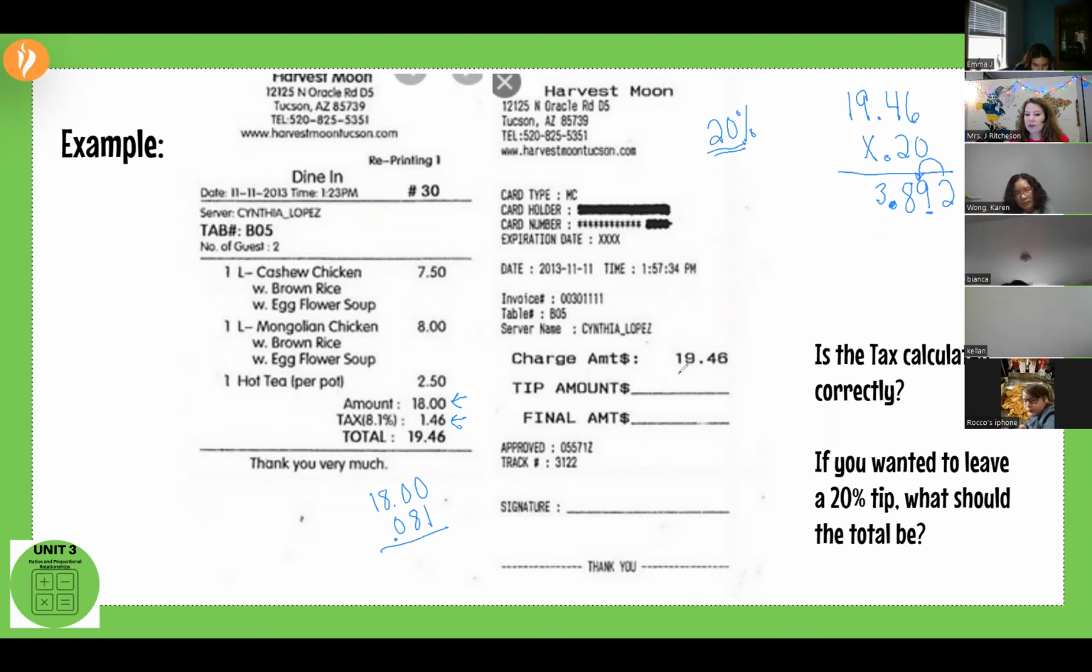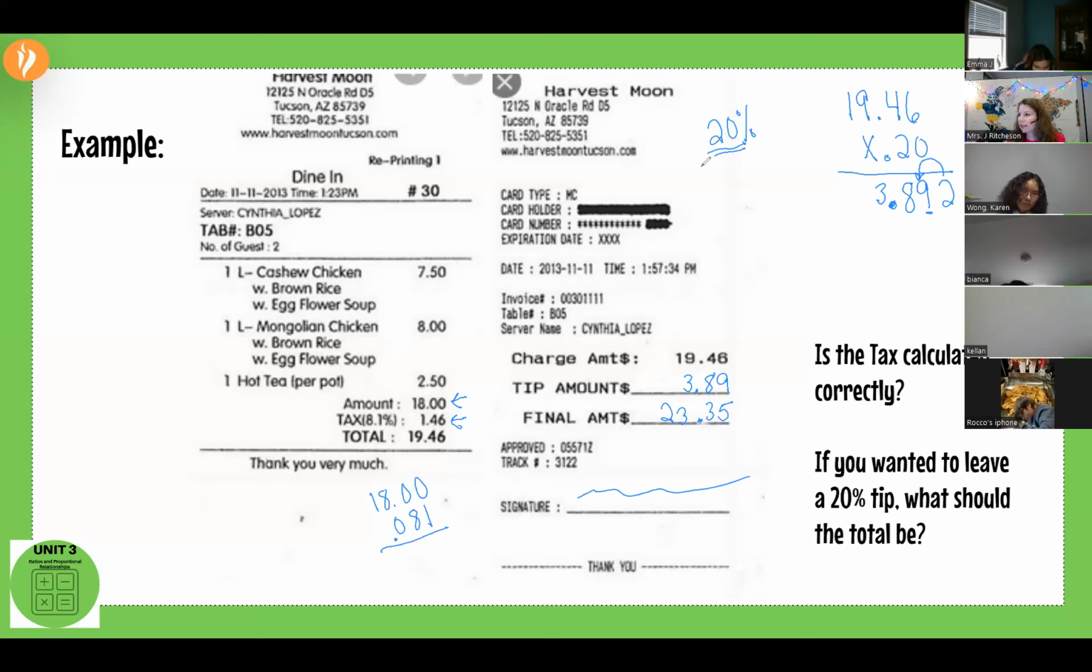So if we left 20% of our total bill, we would leave $3.89. And then our final amount we would put on our credit card would be, I don't know, 23. No, is that right? Yeah, 23.35. Okie dokie. And then we would sign it, and that's it.